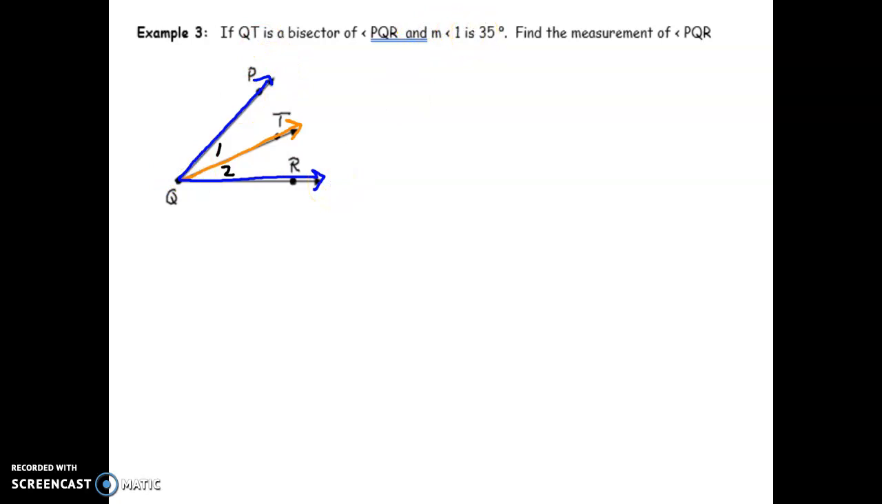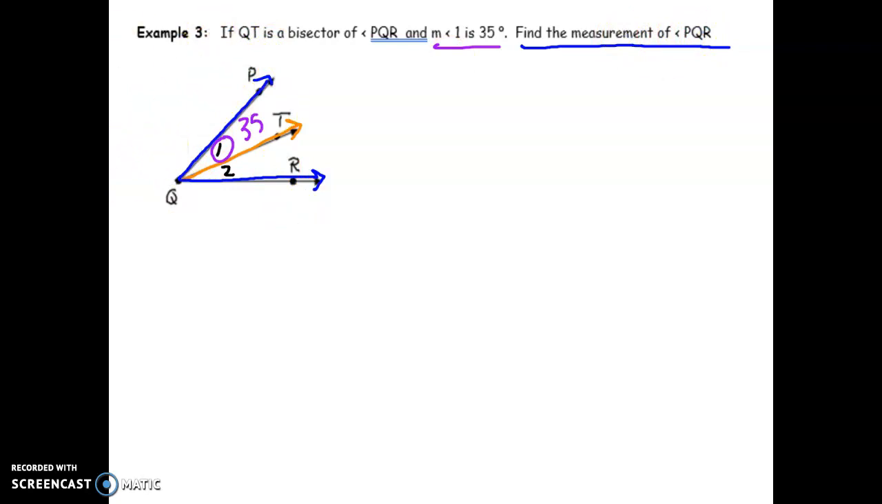Then it tells us the measure of angle 1 is 35 degrees. So the measure of angle 1 is 35. Well, here's my angle 1, and now it's telling us it's 35 degrees. My question is asking us, what's the measurement of that large angle? Find the measure of PQR. Find PQR, which is my big angle.